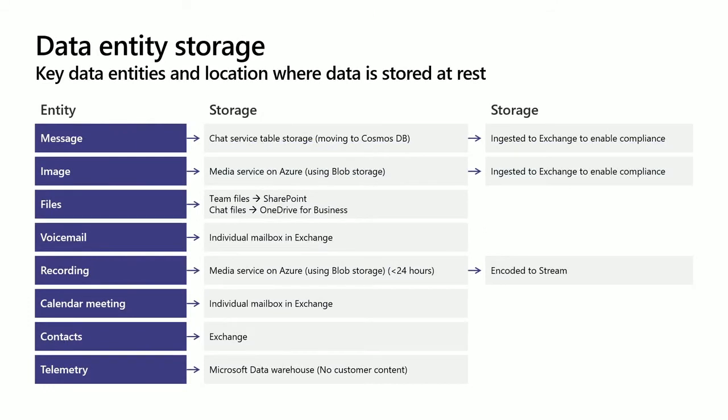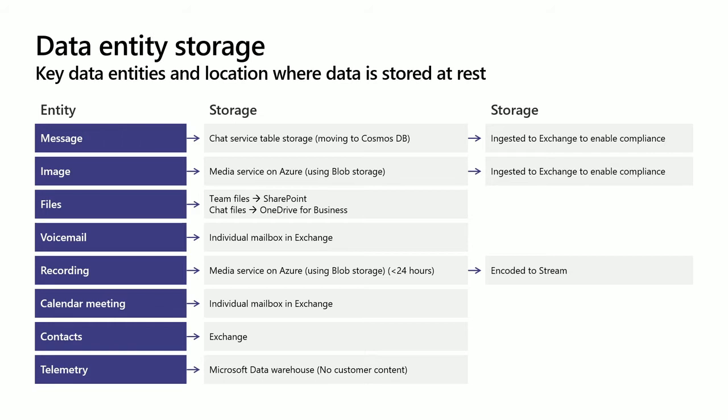Now, a question that I get a lot is, where is my data stored? Let's first talk about chat. Chat in Teams is persistent, which means that it is stored in its entirety, and it uses its own storage. Group chat and one-on-one chat is already stored in Cosmos DB, and we're working on moving channel conversations over as well. Then we also keep a copy of all your chat messages in Exchange. That is mainly to enable information protection.